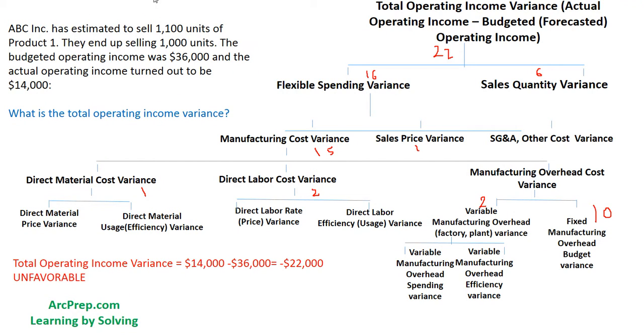Hi everybody, we are going to conclude our series of discussion around variance analysis by focusing on the last part, manufacturing overhead cost variance. It's going to have two components. One is the variable manufacturing overhead variance and the other one is fixed manufacturing overhead budget variance. So let's take a look at them separately.